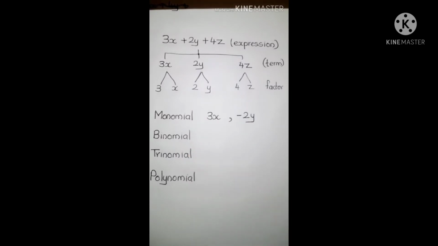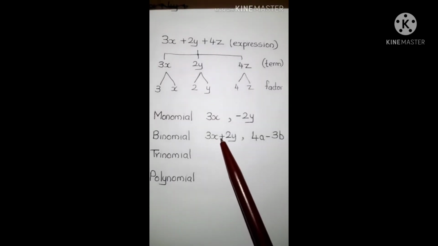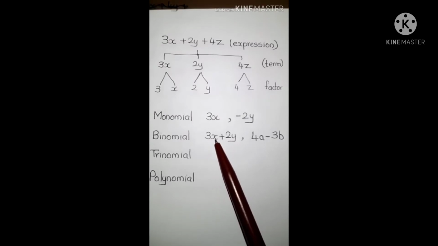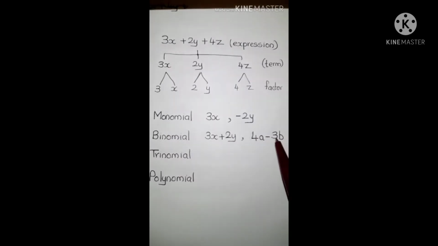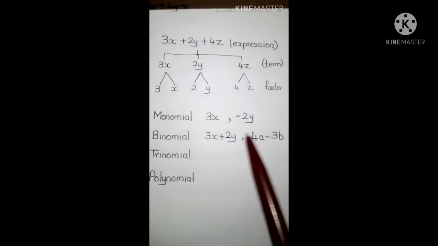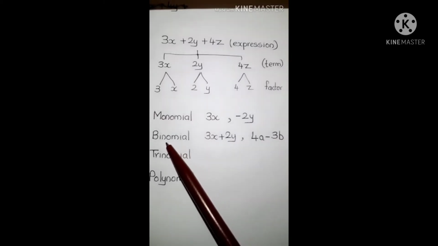Next is binomial. Expressions that contain exactly two terms are known as binomials. For example, 3x plus 2y. The first term is 3x, second term is 2y. Here, 4a minus 3b. First term is 4a, second term is minus 3b. How many terms are there? 1, 2. So, 2 terms. So, expressions that contain exactly 2 terms are known as binomial.